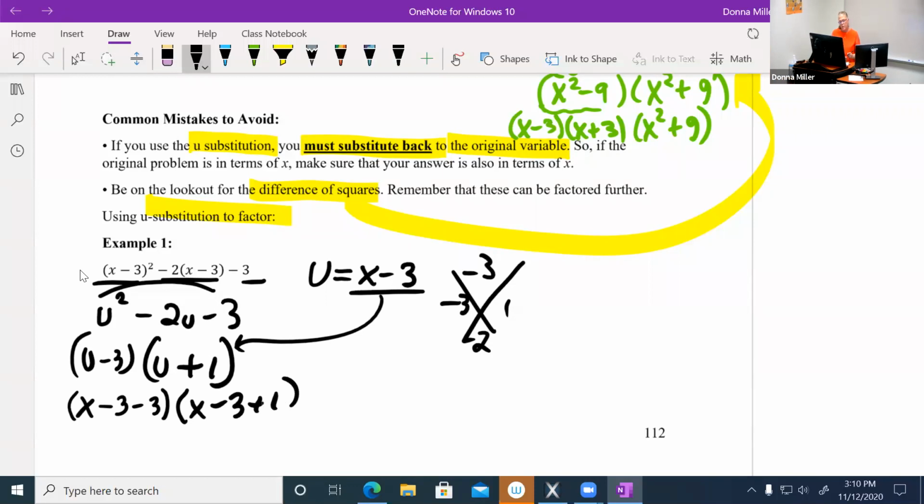Right. So I end up with x minus 6. -3 and -3 is 6. -3 and 1 is -2. And now I'm factored. All right. And I'm back to x's. Okay.